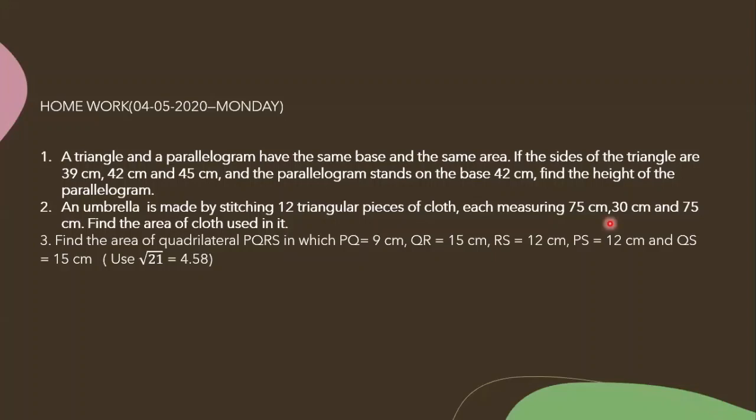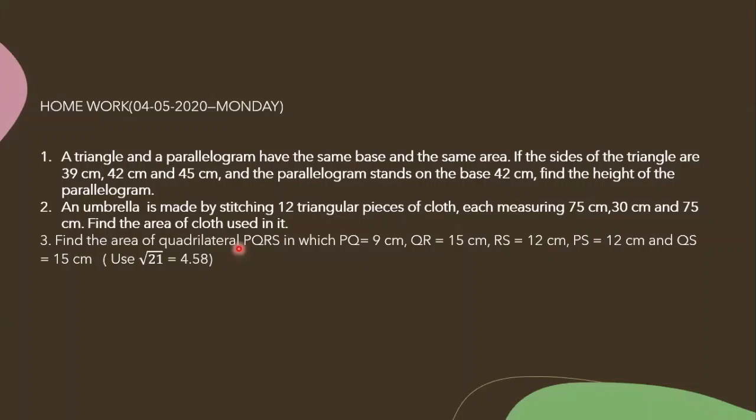What do you need to do here, dear? First, using Heron's formula, you need to find the area of one triangle. Then you need to multiply by 12. They're asking to find the area of cloth used in it. Multiplied by 12, you'll get the area of cloth used to make this umbrella. Am I clear, children? Yes, ma'am.